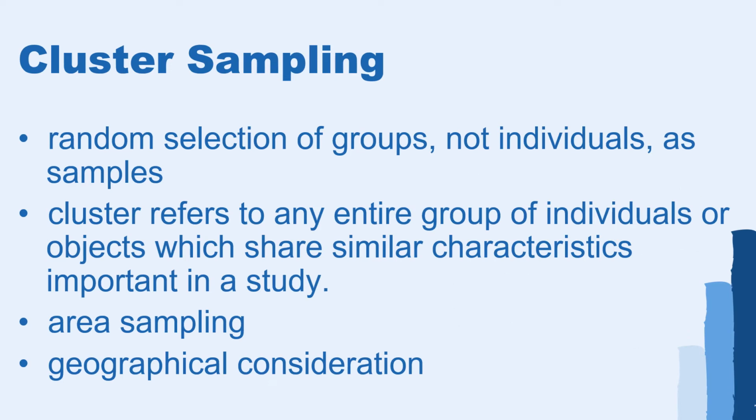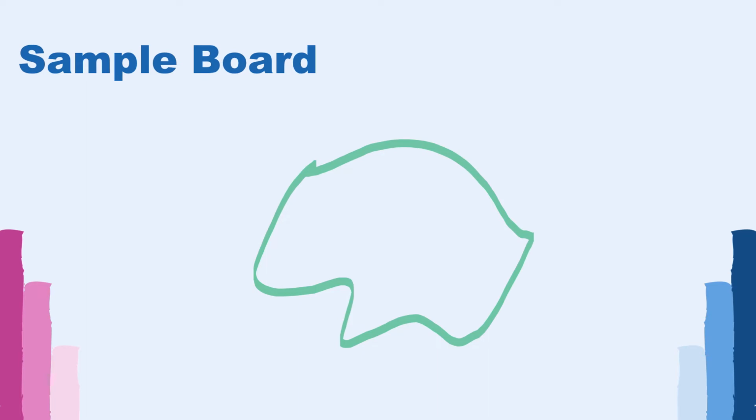Now, cluster sampling. When I say cluster sampling, it's a random selection of groups. Okay, random selection of groups and not really individuals as samples. And cluster could refer to any group with shared similar characteristics important in the study. So this could be area sampling or geographical consideration. What do I mean by that? For example, I am studying, let's pick for example, a certain municipality again with several barangays.